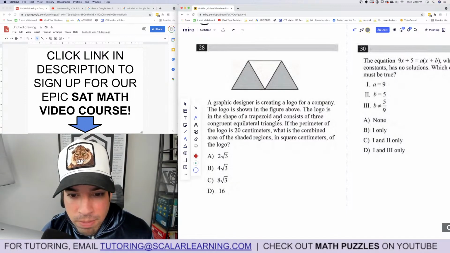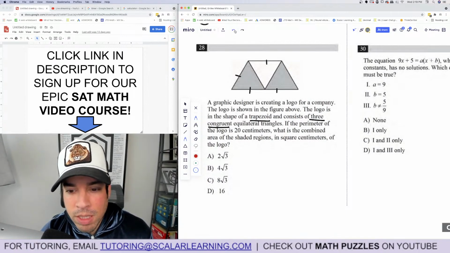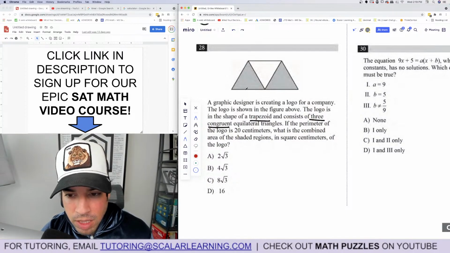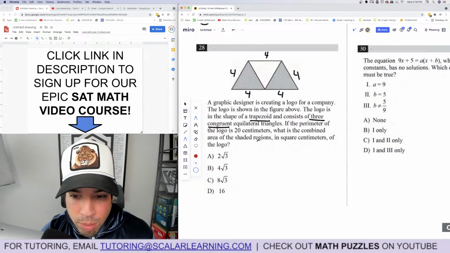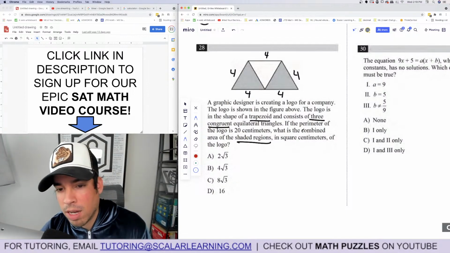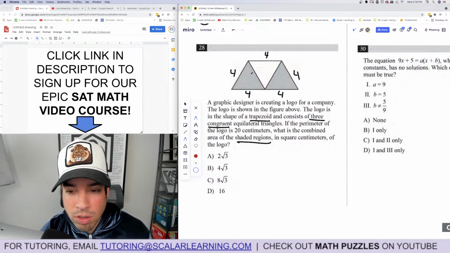28. A graphic designer is creating a logo for a company. The logo is shown in the figure above. The logo is in the shape of a trapezoid and consists of 3 congruent equilateral triangles. First of all, they're all equilateral, they're all congruent. So all these are the same, which means that if the perimeter of this whole thing is 20, that's 20 divided by 5 pieces. So they're all length 4, right? If the perimeter is 20, what is the combined area of the shaded regions? Okay, got it. So basically, you can just add the areas of those two triangles.